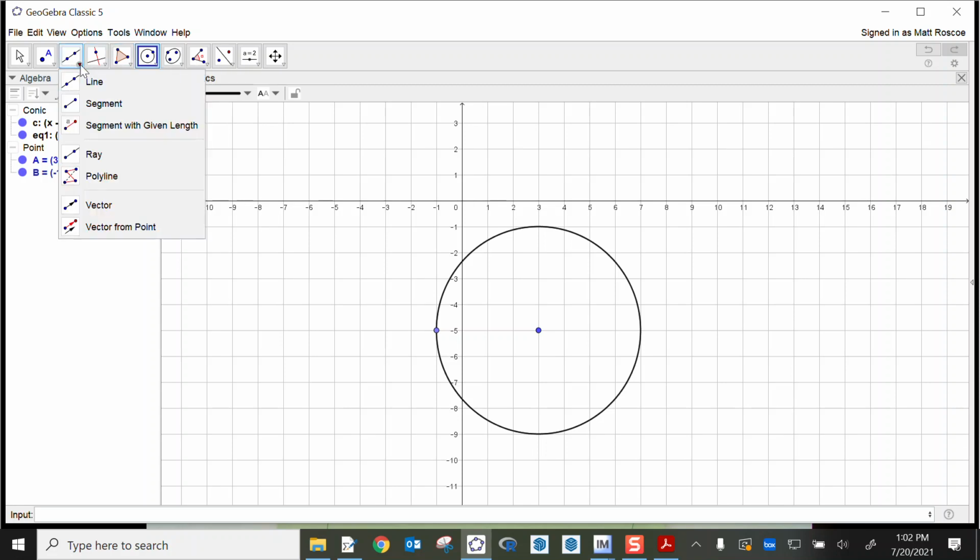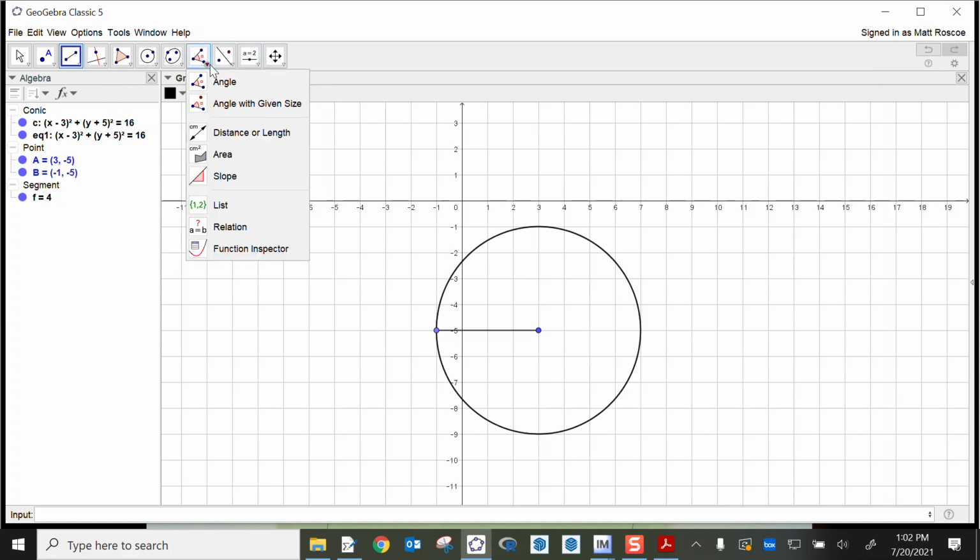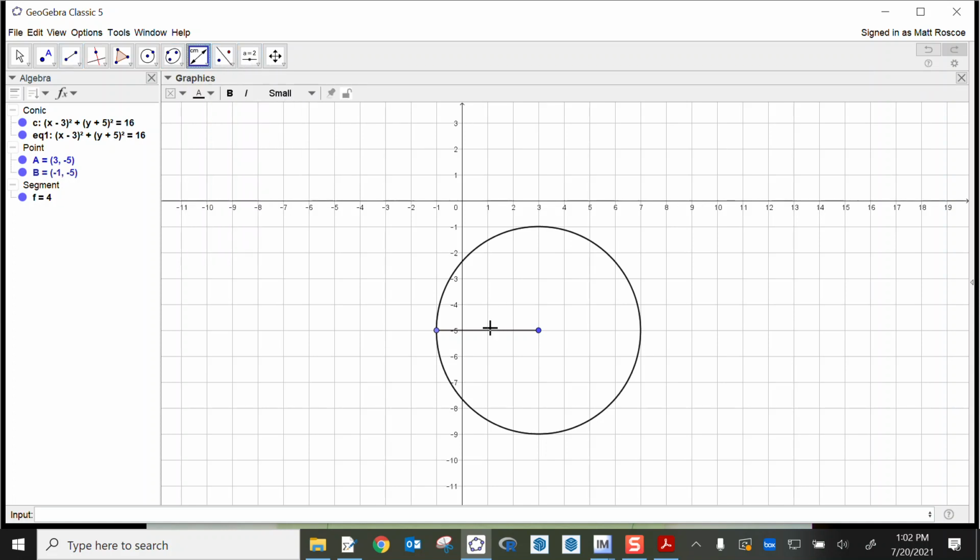Just to check it for sure, we could put a segment on there and measure the distance if we wanted to. Just make sure that's radius 4. Yes, it is. And if I move the point around, of course, all those points are 4 units away from the center, and it checks out.